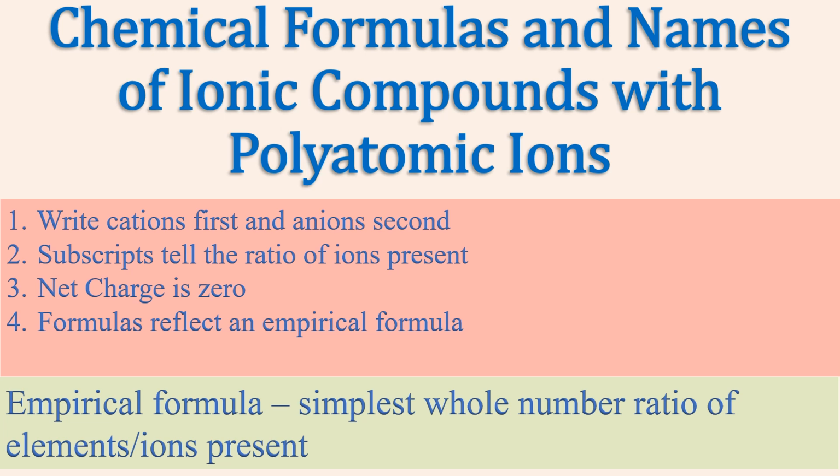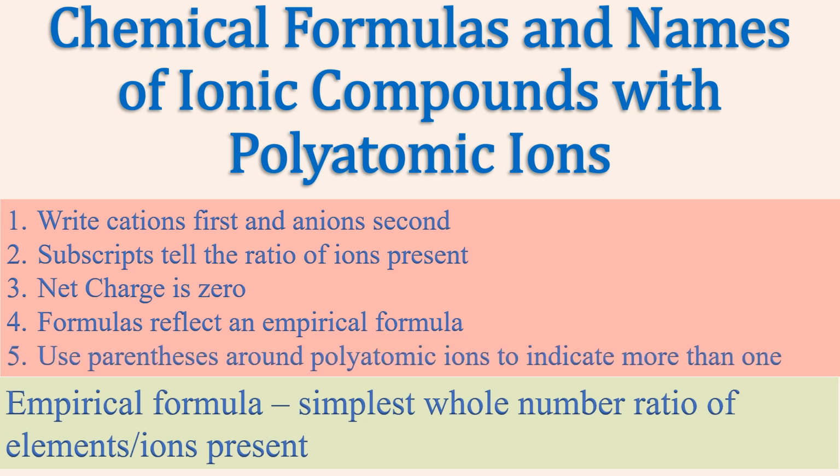Many ionic compounds contain polyatomic ions. Use the same rules for writing formulas and naming as we did for ionic compounds with monatomic ions in an earlier video. I'll link the video in the description. For polyatomic ions, there is one caveat. Because polyatomic ions are a group of atoms, we must include parentheses around the polyatomic ion only if there is more than one.